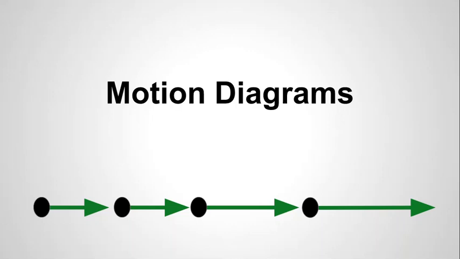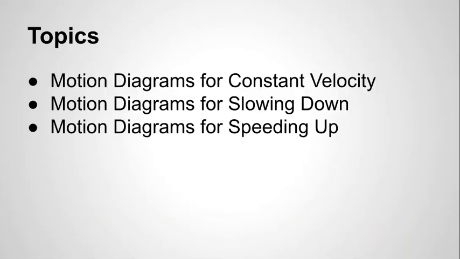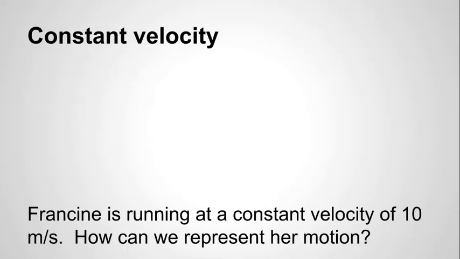Today we're going to talk about motion diagrams. This is a way that we can represent an object's motion. So the three main topics we'll talk about are motion diagrams for an object going at a constant velocity, motion diagrams for an object that's slowing down, and motion diagrams for an object that's speeding up. So we'll start with constant velocity.